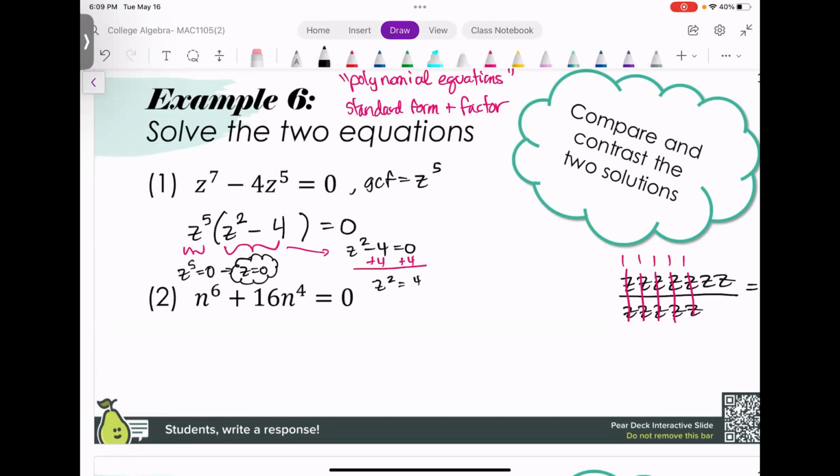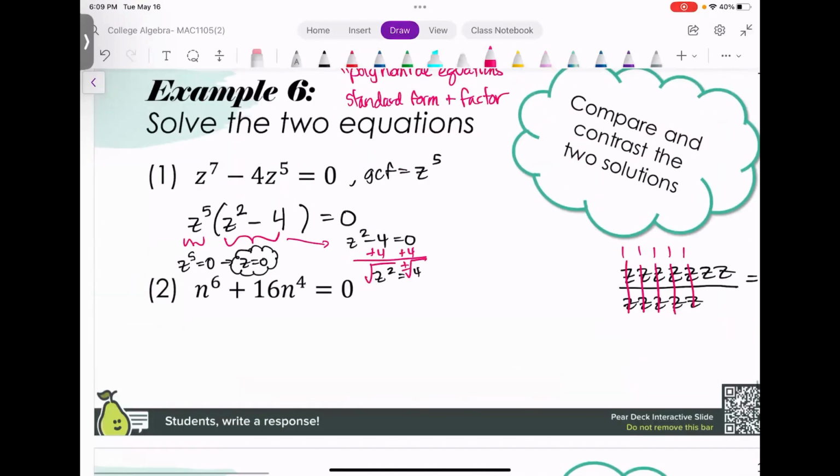And then I'm going to take the plus or minus square root so that on the left side, square cancels square root.